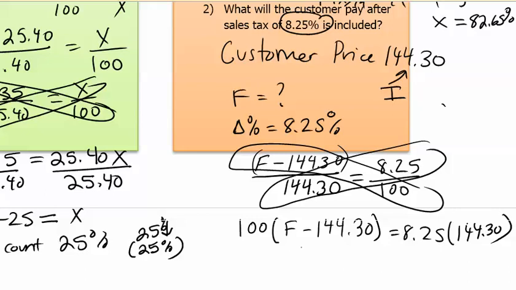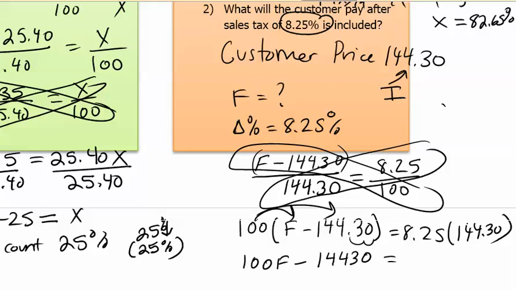Okay, so now in order to solve this, we can't move f until we distribute the 100. So we have to distribute the 100 to both terms in the bracket. That's going to be 100f minus, well, when we distribute 100 to 144.30, it becomes 14430 without the decimal place, because we just moved the decimal place over twice. And so now we just have to multiply 8.25 times 144. So go ahead and do that. Pause the video.